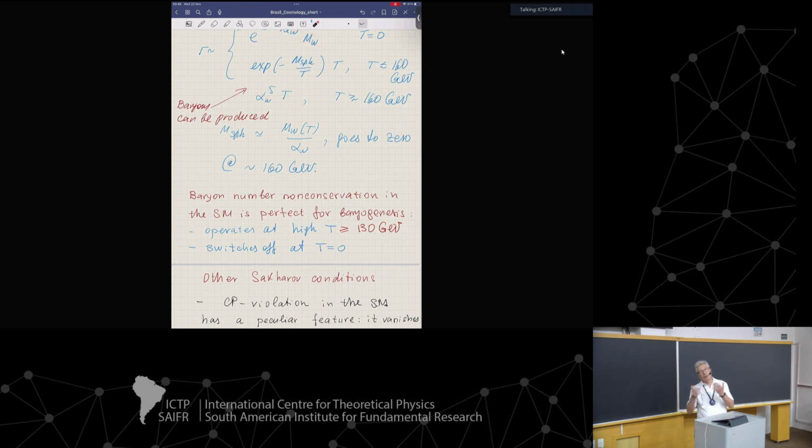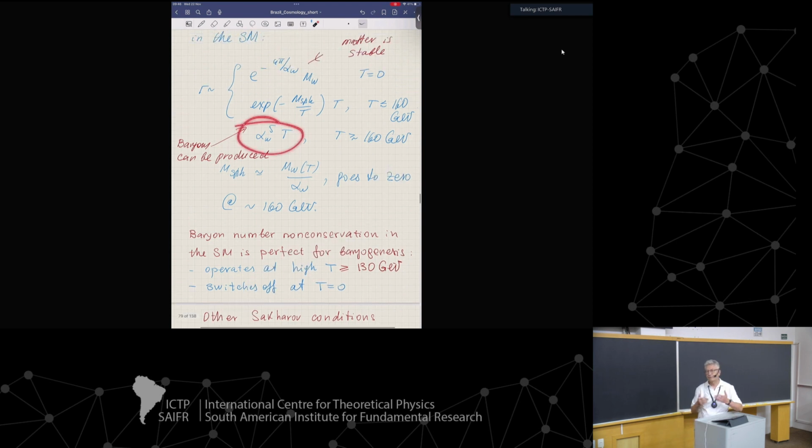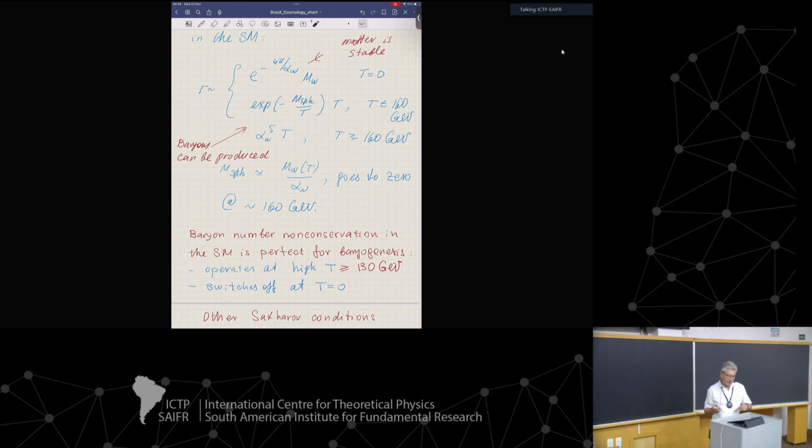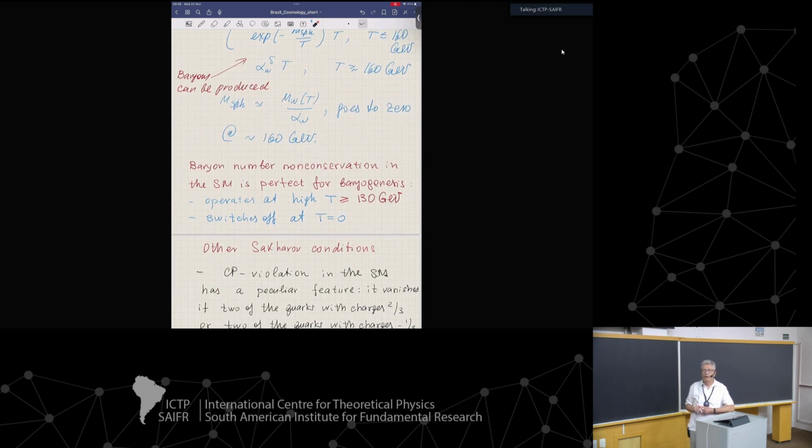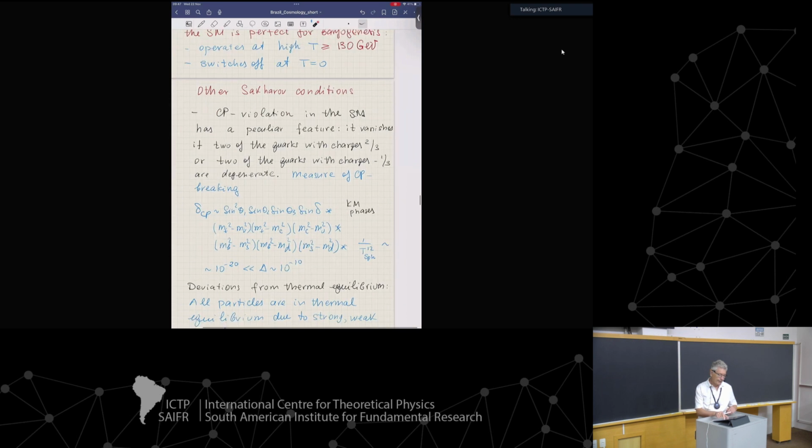You can take that, plug it into cosmology, and compute. Since this is the rate, you compare this rate with the Hubble rate, and then you find that the baryon number non-conservation in the standard model is kind of perfect for baryogenesis, because it's in thermal equilibrium above about 130 GeV, and at small temperatures it is so weak that it doesn't lead to the instability of matter. Okay, so here we are fine. It looks like we can take the standard model and get baryon asymmetry.